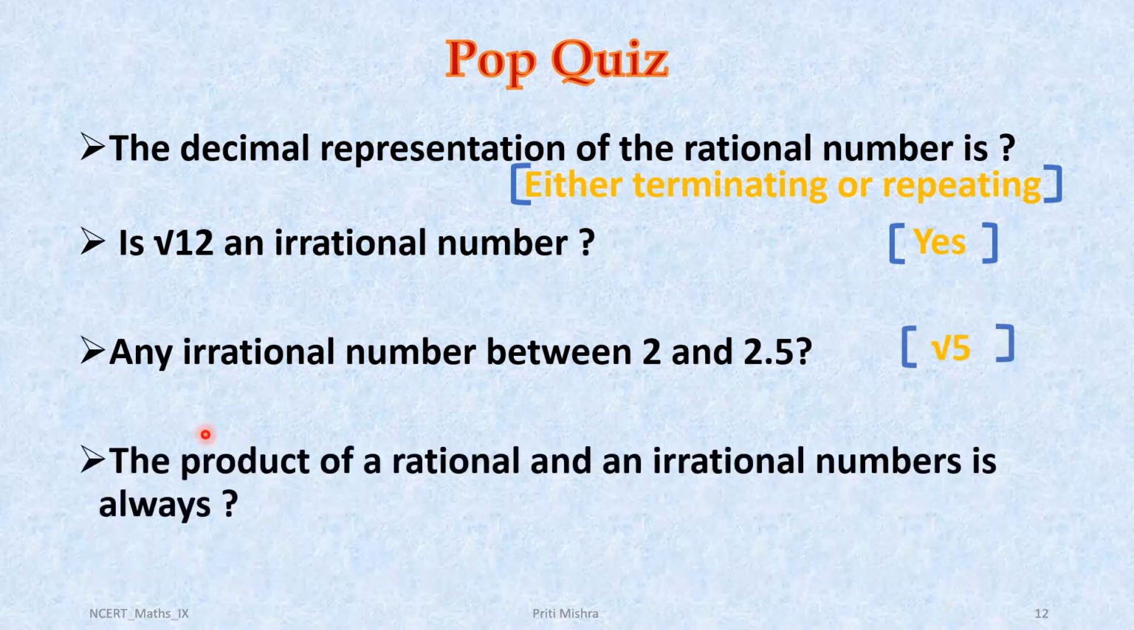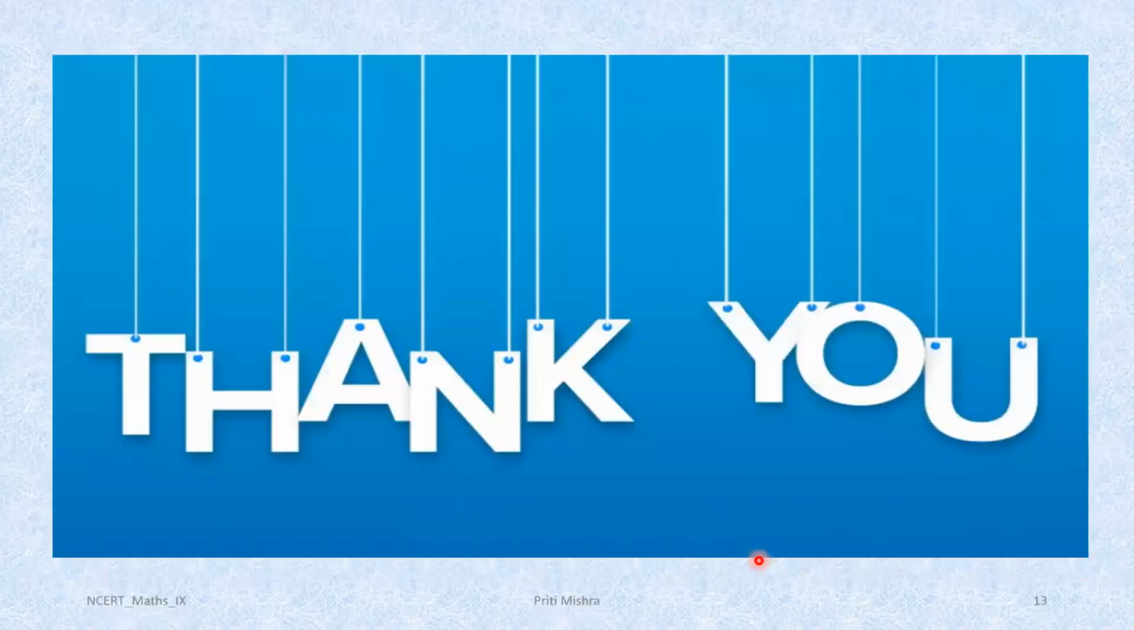Next question, the product of a rational and an irrational number is always what? What kind of number will it be? So the product of a rational and an irrational number is always an irrational number.